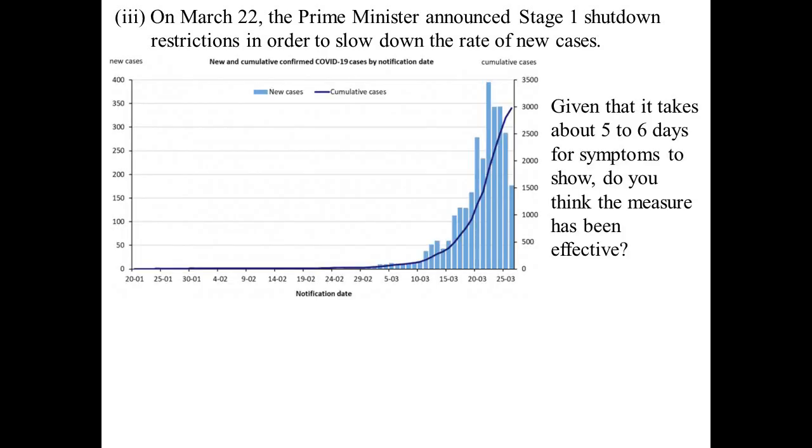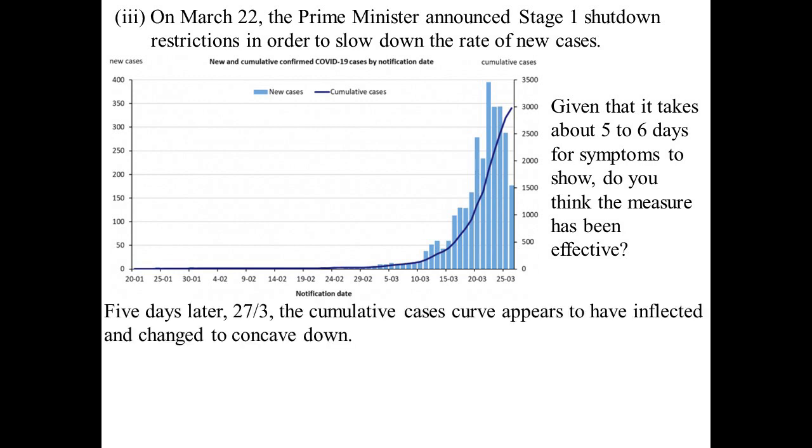This last one, last year, on March the 22nd, we had what we called shutdown at the time. It's now been changed, the word they seem to be using is lockdown now, but anyway. There's the graph where it all started 12 months ago. Okay, it went up. Now, given that it takes about 5 to 6 days for symptoms to show, do you think the measure has been effective? Remember, we started at the 22nd of March. So we're really towards the end of the graph here. 22nd of March, and then going to the end.